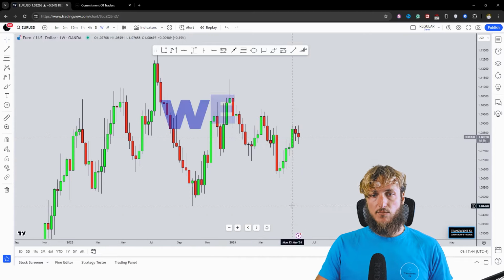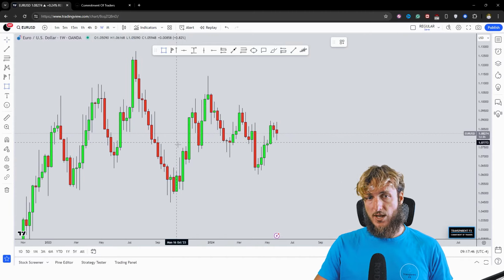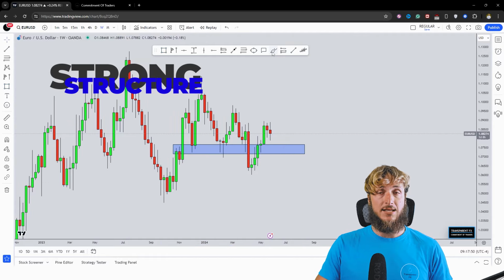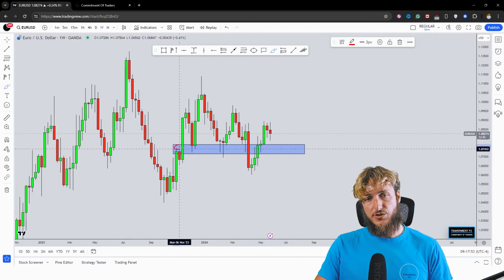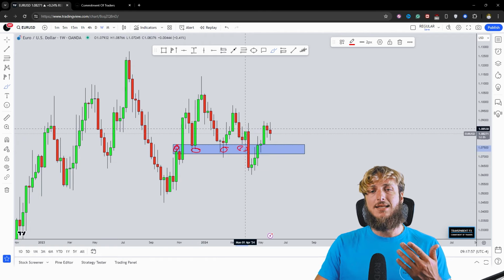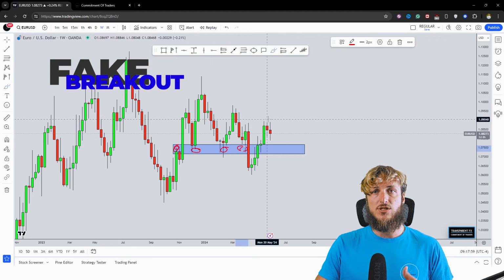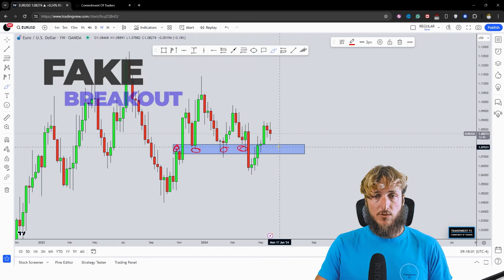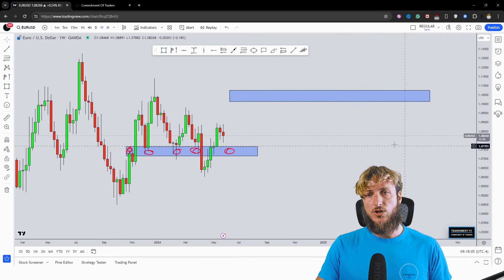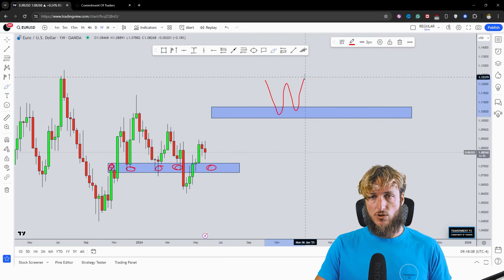Well, from a weekly standpoint, the situation is quite clear as well. We have a market which has quite strong structure exactly at this zone, which was acting as previous resistance here, turned support here and here, again support here. Then the market created this fake breakout to the downside, broke back above, and now it is again acting as support.